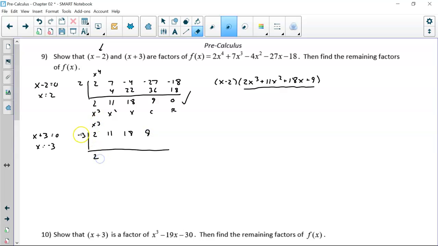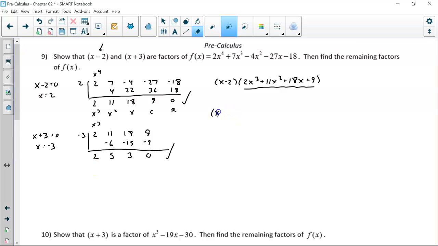Bring down the 2. Negative 3 times 2 is negative 6. And when we add, we get a 5. Negative 3 times 5 is negative 15. When we add, we get a 3. Negative 3 times 3 is negative 9. And when we add, we get a 0. Once again, remainder of 0, we found a factor. So we have our factor.